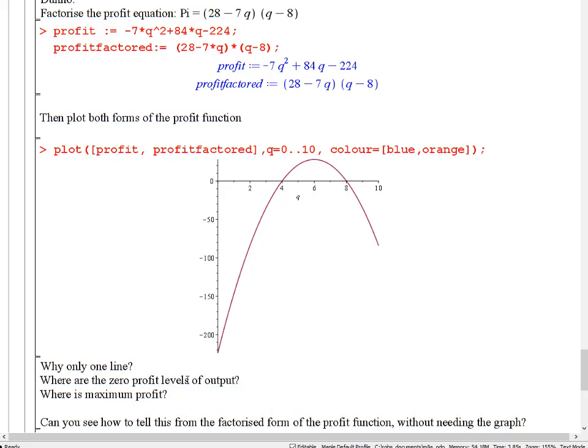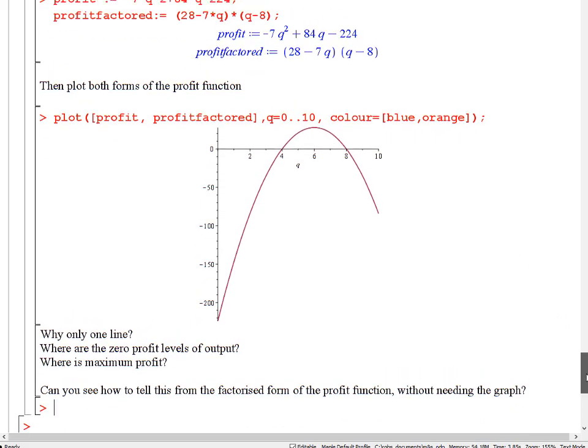So where's the zero profit level of output? Well, it's 4 and 8, so I don't want to produce 4 or 8 because I'll get 0. If I produce less than 4 or more than 8, it's a disaster. I'm making a loss. So 4 and 8 is 0, but the one I really want to know about is maximum profit, and that's at 6.